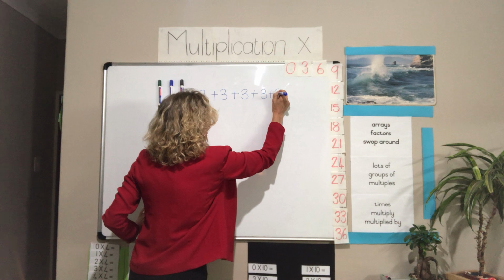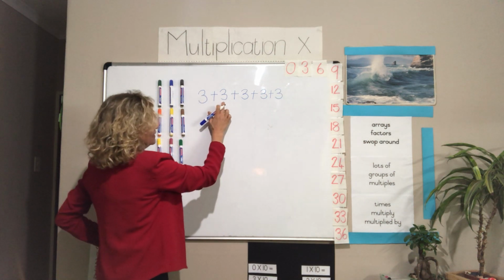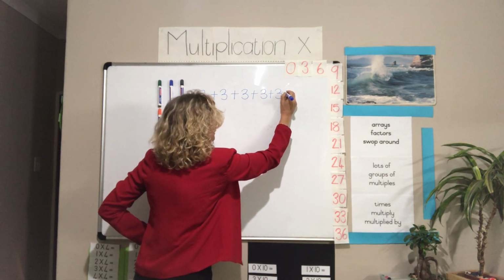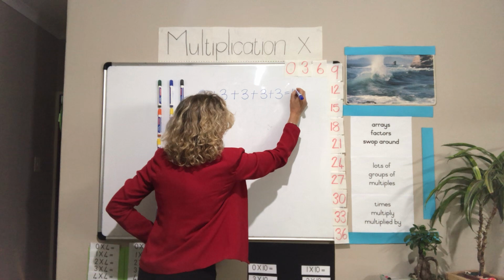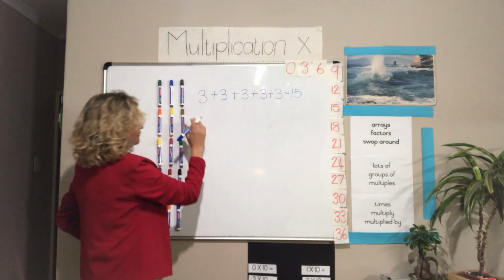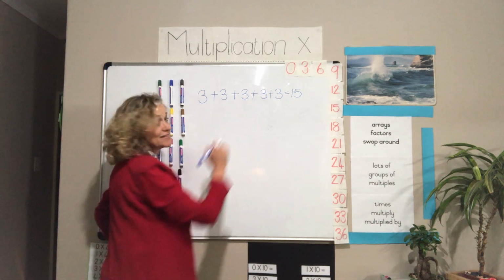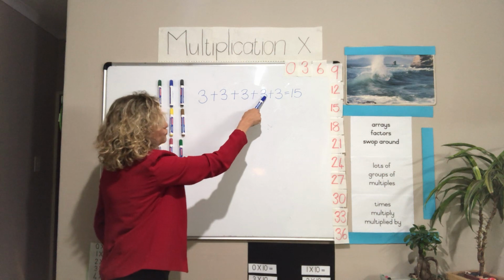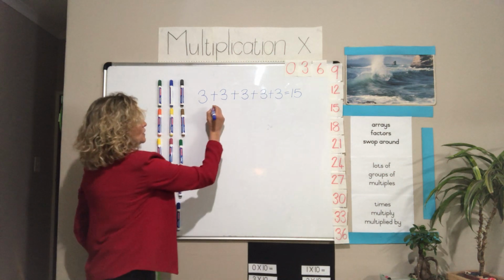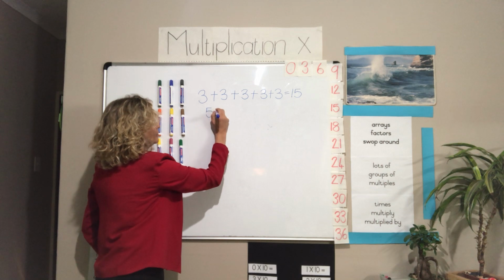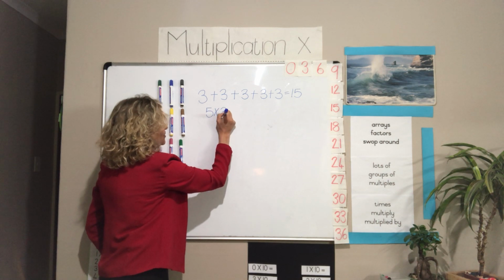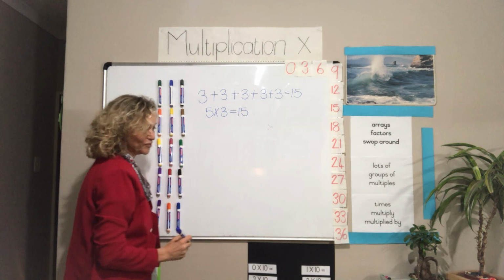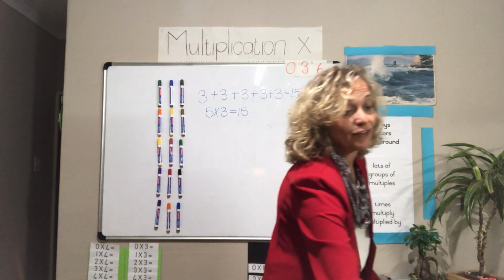plus 3. So 3 plus 3 is 6, 3 plus 3 is 6, 6 plus 6 is 12, plus 3 equals what? 15. And instead of saying 3 plus 3 plus 3 plus 3, we can now say 1, 2, 3, 4, 5. So we say 5 times 3 equals 15.